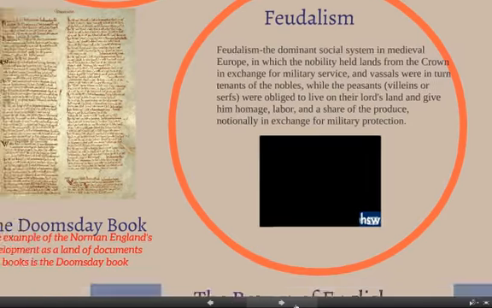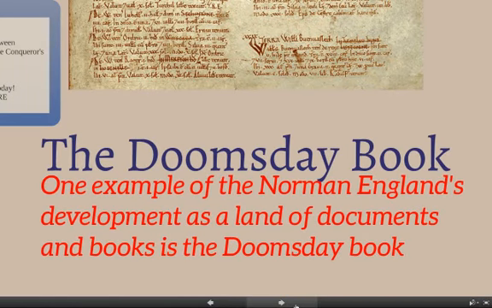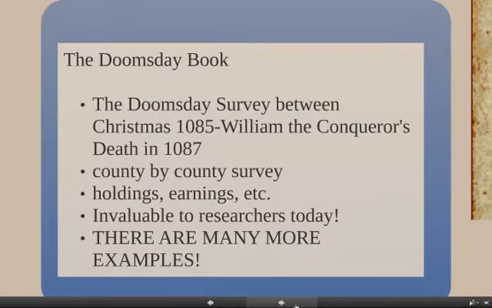So one example of England's development as a land of documents and books is the Domesday Book. The Domesday Book was a survey. The Domesday Survey was taken between Christmas 1085 and William the Conqueror's death in 1087. What the book recorded were the holdings and earnings, everything down to how many sheep were on a particular farm. It's really invaluable to researchers today because that's how we get the facts about how someone ground their wheat or how much a pig cost, those sorts of things.